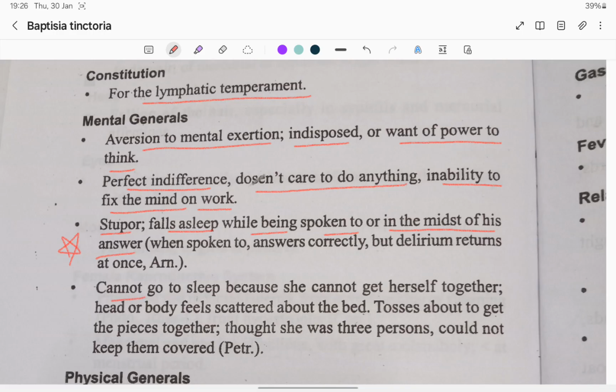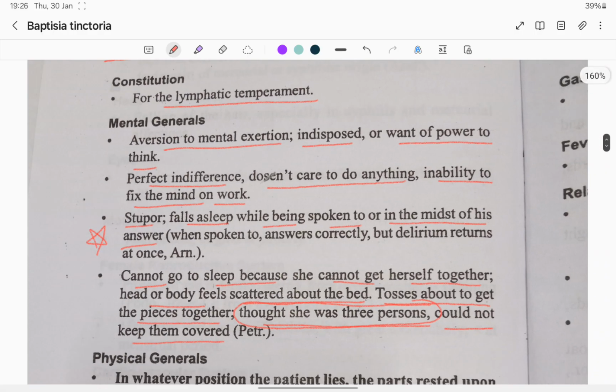Cannot go to sleep because she cannot get herself together. Tosses about to get the pieces together. Head or body feels scattered about the bed. Thought she was in three pieces. This one is very important in mental. Thought she was in three pieces, could not keep them covered.